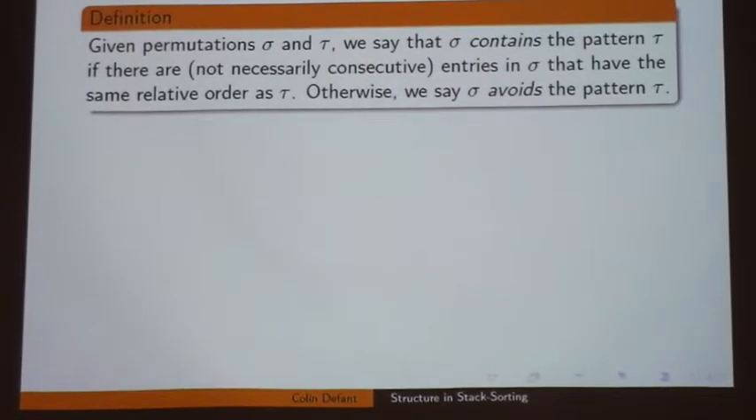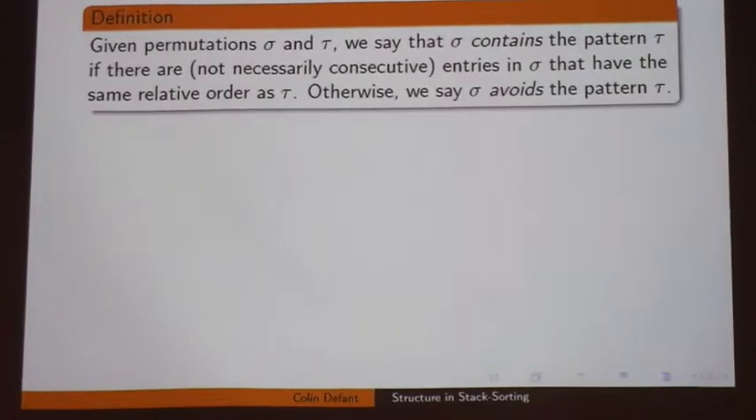All right, now I also want to define pattern avoidance in permutations, and this is a huge definition in modern combinatorics. And it says that if we have two permutations, sigma and tau, we'll say that sigma contains the pattern tau if we can find entries in sigma that have the same relative order as tau. They don't have to be consecutive entries, they're just entries in sigma. And if sigma doesn't contain tau, we say that sigma avoids tau.